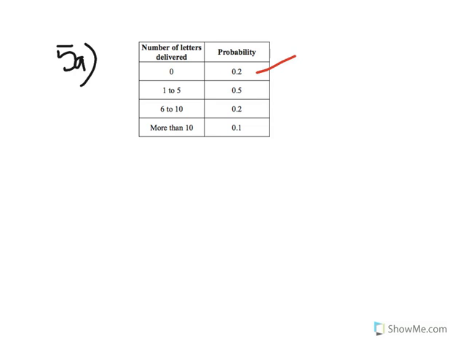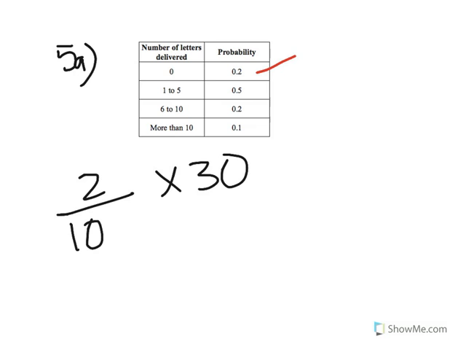So if each day it's 0.2, like there was a 2 out of 10 chance of delivering 0 letters, that means for 30 days it would just be 2 over 10 times 30. Because this probability would be done over 30 days. So it's 2 over 10 or 0.2 times 30, whatever you want. 2 over 10 times 30 gives you an answer of 6. So 6 days in which the number of letters delivered could be 0 in June.